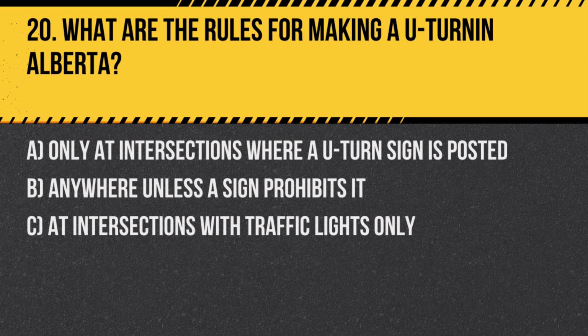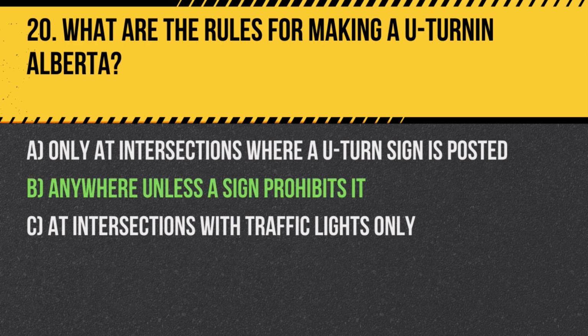Question 20. What are the rules for making a U-turn in Alberta? A. Only at intersections where a U-turn sign is posted. B. Anywhere unless a sign prohibits it. C. At intersections with traffic lights only.